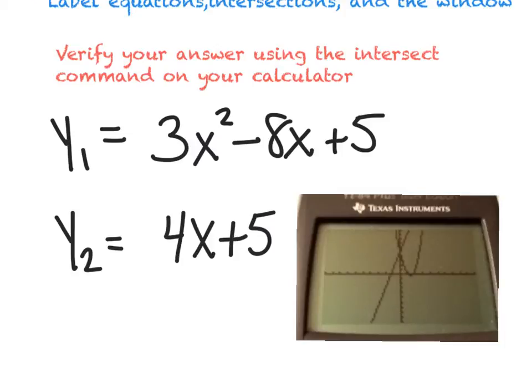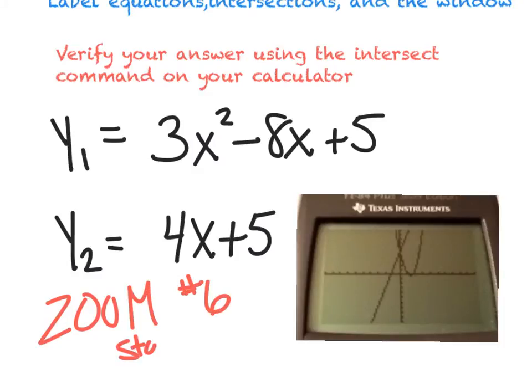So after I have these in y1 and y2, I'm hitting zoom 6. That is my standard window, and you'll notice it says the word standard. We've talked about that before. And when I hit that, hopefully yours is doing the same thing. This is what my function looks like.